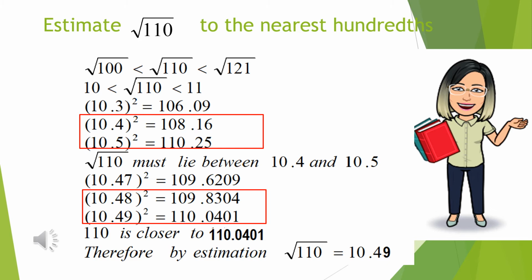Estimate square root of 110 to the nearest hundredths. Square root of 110 is between square root of 100 and square root of 121. Square root of 100 is 10 and square root of 121 is 11. Since it is in between 10 and 11, we can proceed with 10 and 3 tenths squared, 10 and 4 tenths squared, and 10 and 5 tenths squared. Square root of 110 must lie between 10 and 4 tenths and 10 and 5 tenths. So, we can proceed with 10 and 47 hundredths squared, 10 and 48 hundredths squared, 10 and 49 hundredths squared. 110 is closer to 110 and 401 ten-thousandths. Therefore, by estimation, square root of 110 is approximately equal to 10 and 49 hundredths.